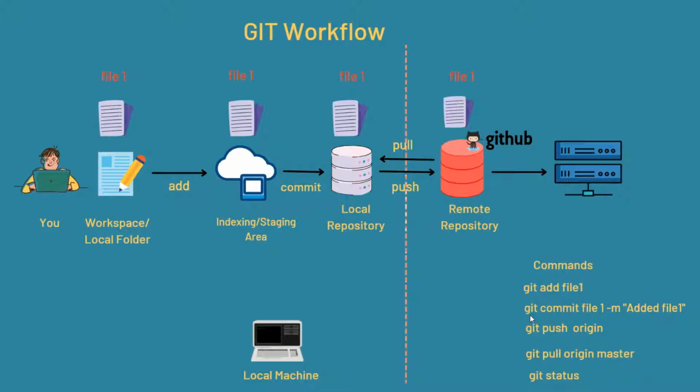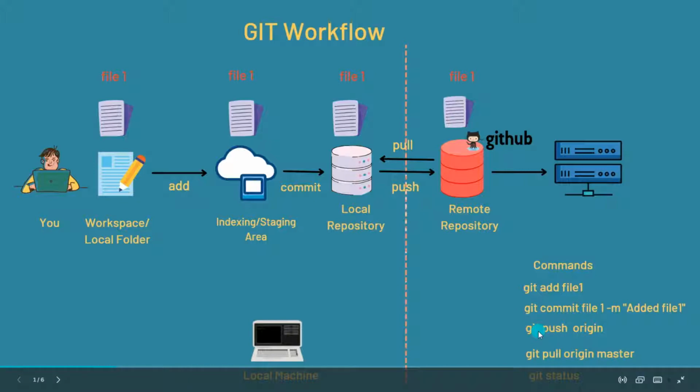Now, once we have committed the code into our local repository, it's time to push the content to the remote repository so that it becomes accessible to other team members who are going to download the latest code from the remote repository. And how can we do that? By executing a simple command called git push origin.